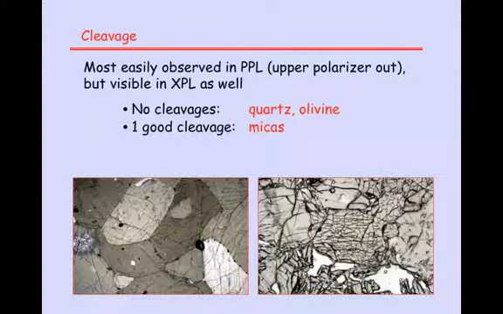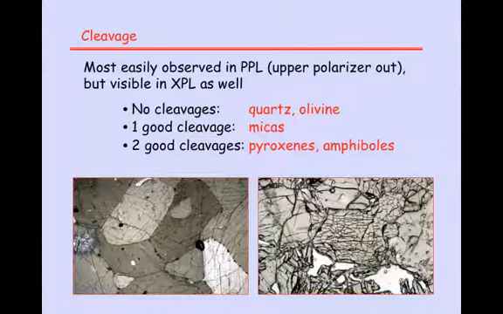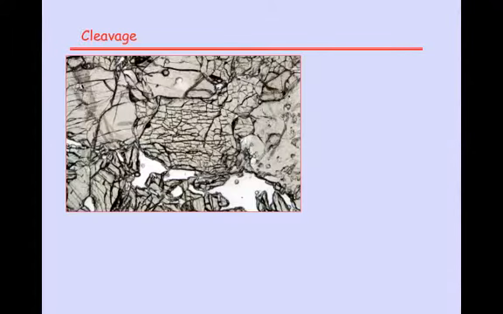Some minerals have a single good cleavage, and micas are a good example. Their nice cleavage forms the sheets that you see in micas. And other minerals display 2 good cleavages generally, pyroxenes and amphiboles. Here's that image from the right-hand side.